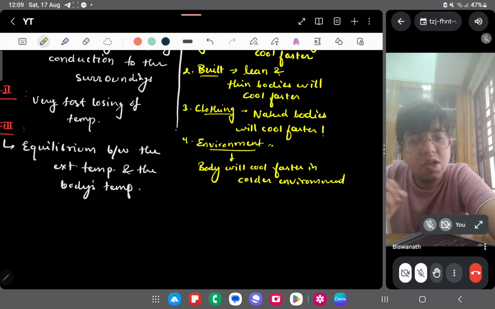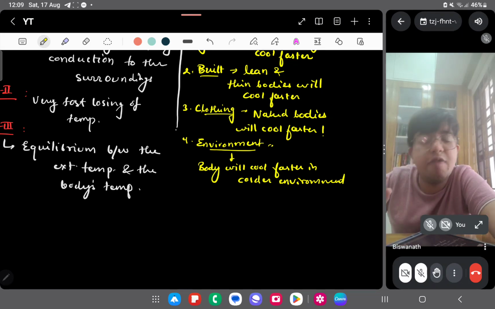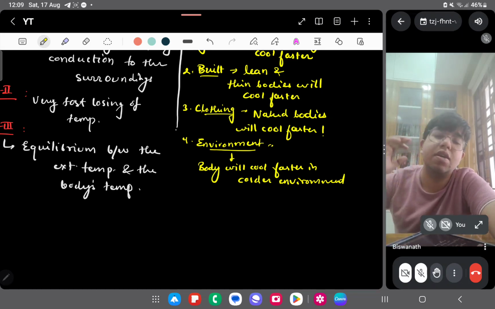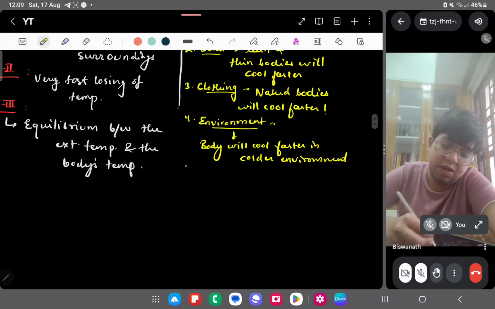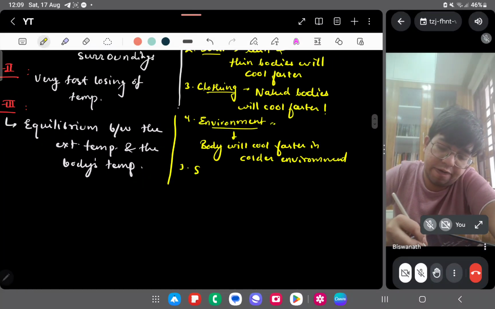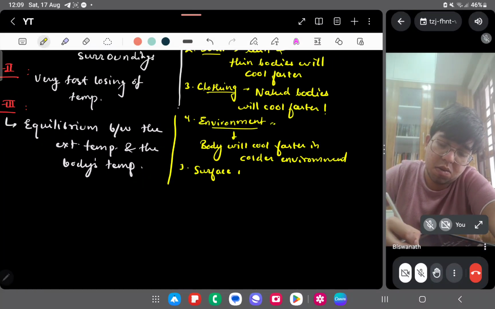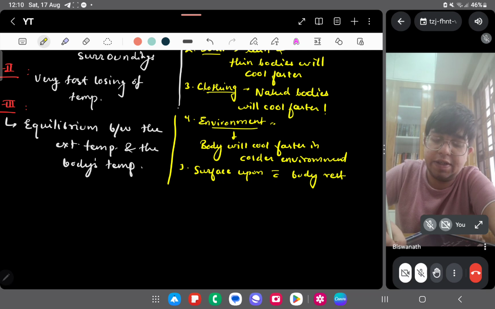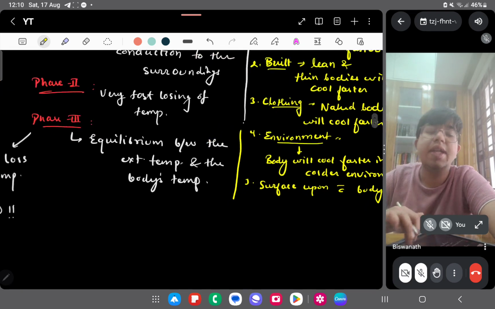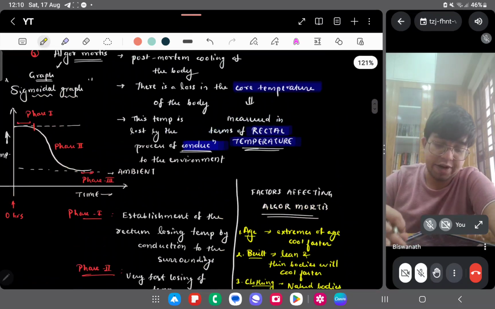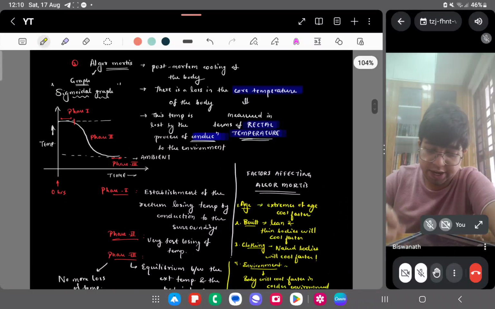The body will cool faster in a colder environment, and it often also depends on the surface upon which the body rests. Okay, understood.